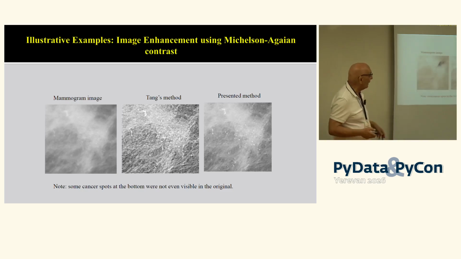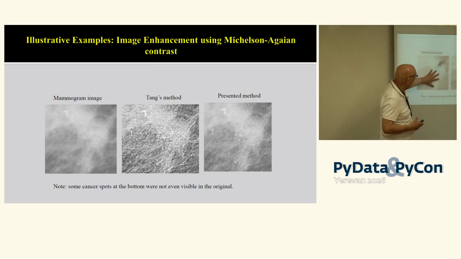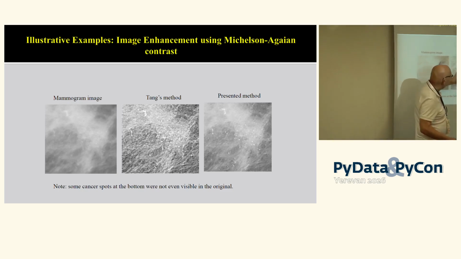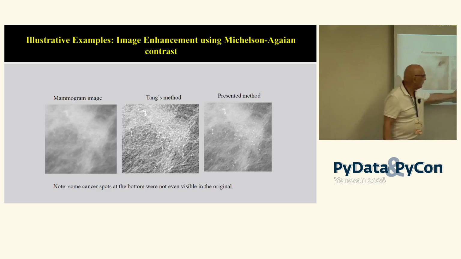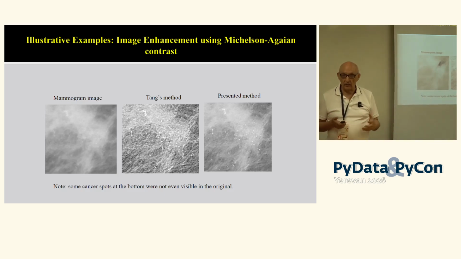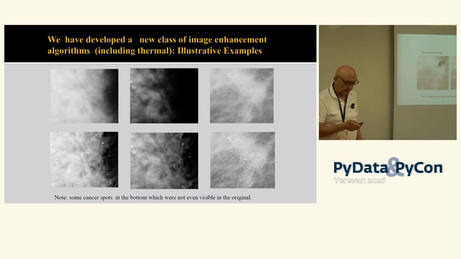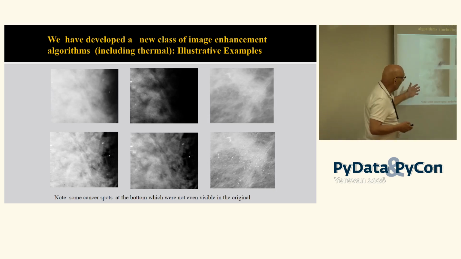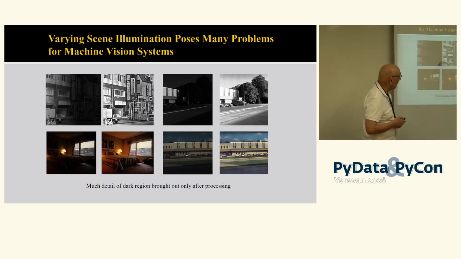This is another example, breast images, and this is the existing method from a guy from Harvard University, and this is ours. Unfortunately, if you see those white spots, this is cancer. You don't practically have it here, but you can see cancer there. Okay, by only changing the operation, you're already getting good results. This is another case for medical images.